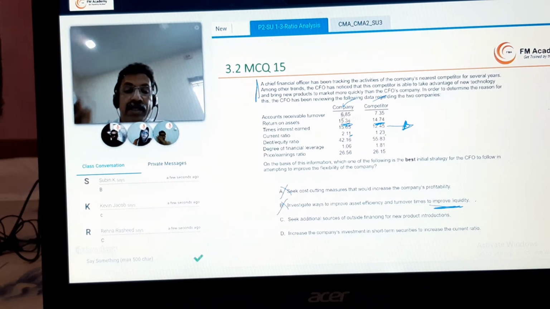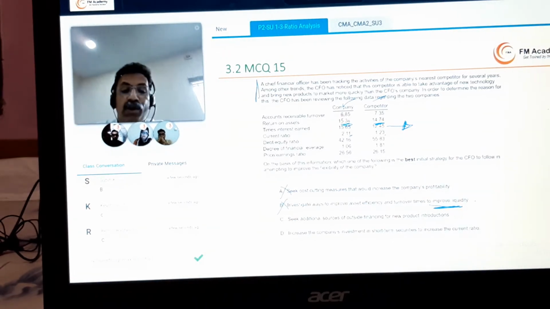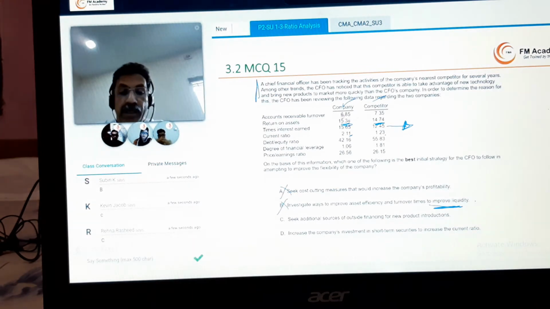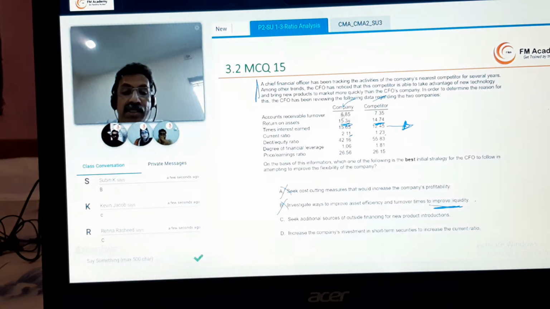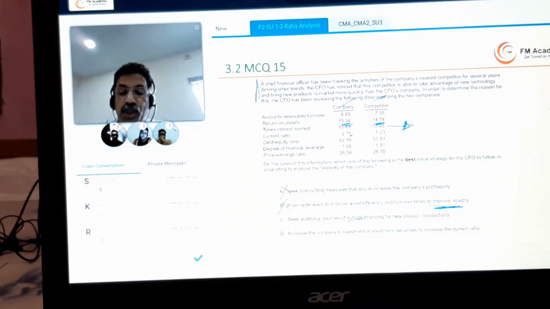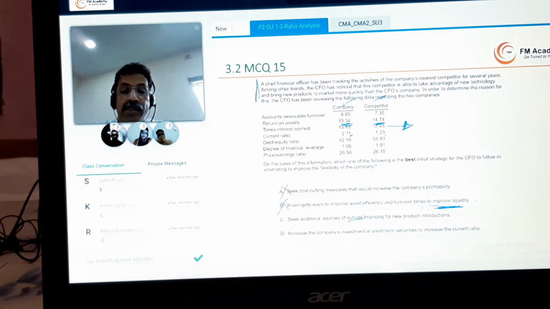Your EBIT level is very comfortable compared to your competitor, so you can go for debt. That will be sufficient to cover your fixed charges. Times interest earned is a really high ratio, so you can go for additional sources to fund the new product introduction, because the competitor is coming up with new products and new technology, and you are lacking maybe because of funds. So you have the capacity to go for this because your times interest earned ratio is favorable to you.